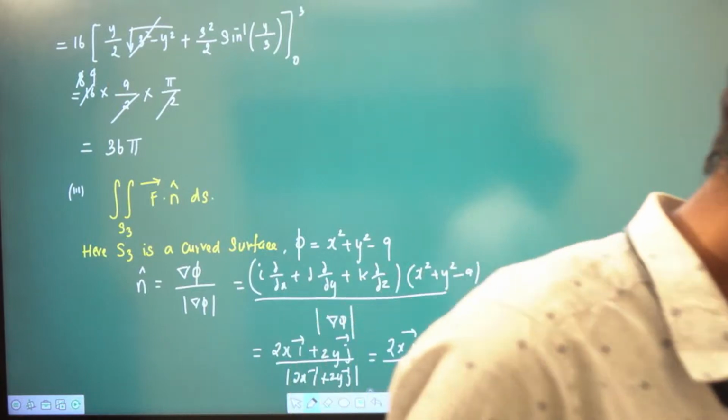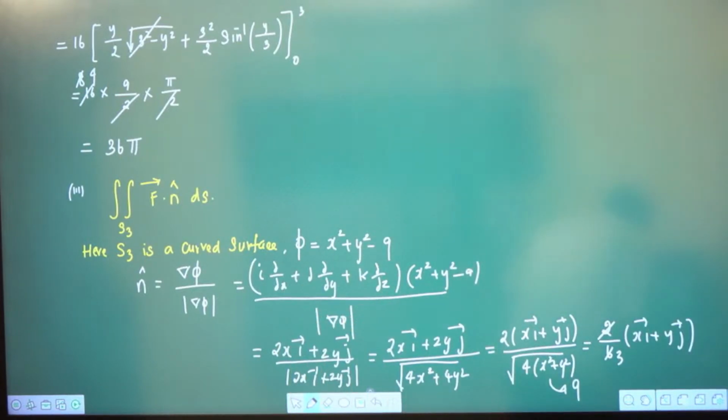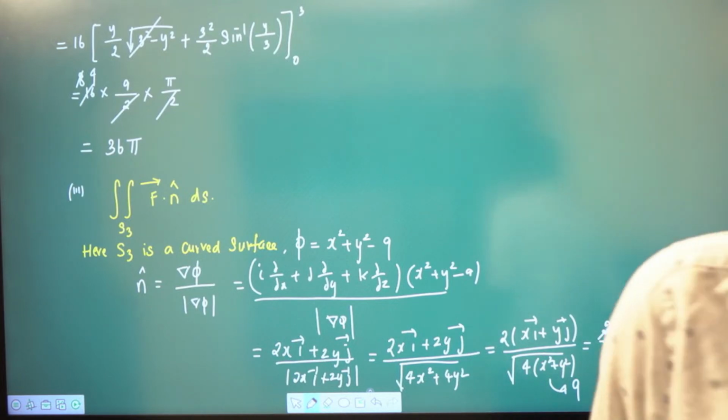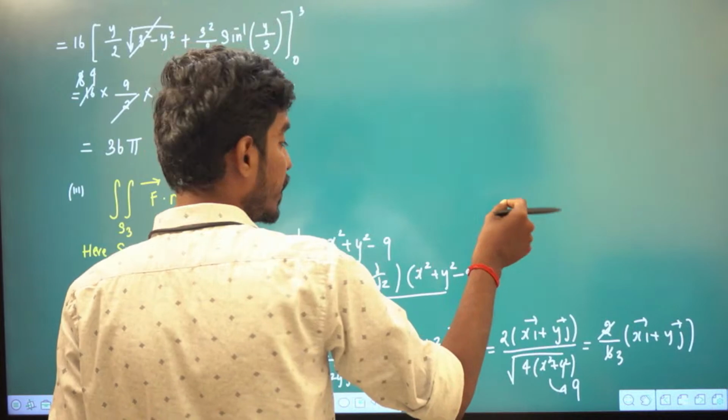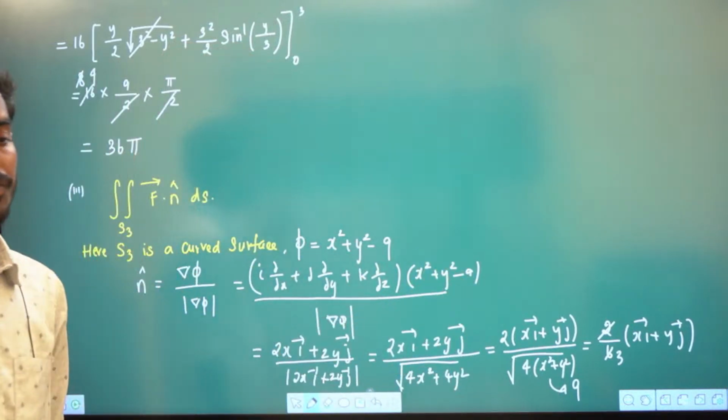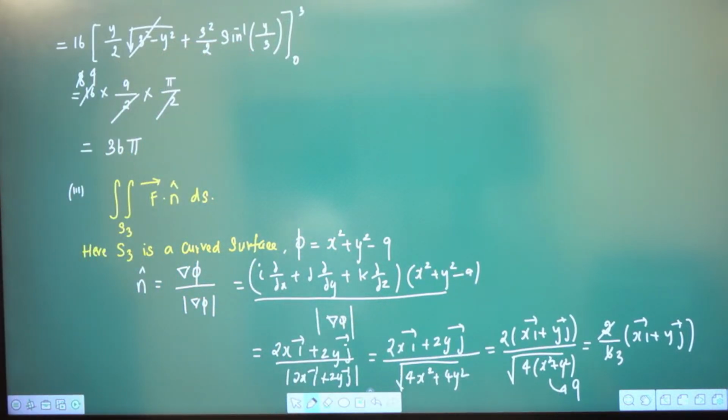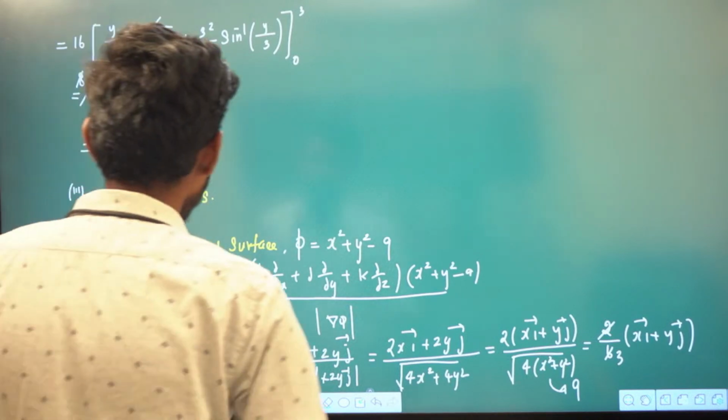Very, very important. If you want to find n cap for a curved surface in which all x, y, z are varying, n cap is del phi by mod del phi. Del phi is the surface they are given. So del phi is the gradient of phi. Del dot something means divergence. If there is no dot, it means it is gradient, right? Okay, so you have found n cap.